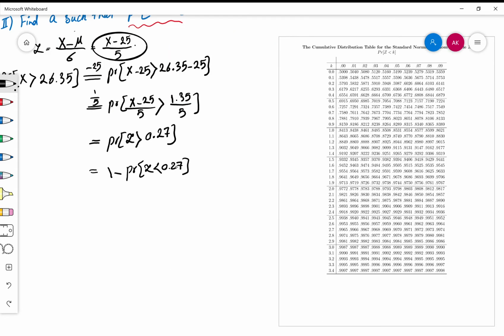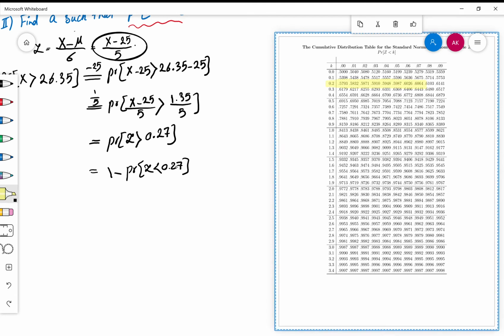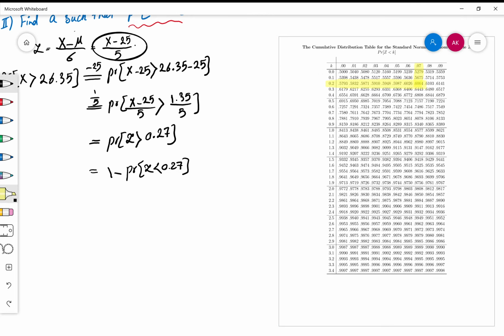And here I am, 0.2, so this is 0.2, and then 7 is somewhere there, yes, and that's the number we are looking for, 0.6064. So 1 minus 0.6064, and well, this is a subtraction, basically this is 6, 3, and then 9, this is 3. 0.3936 is the probability of x being bigger than 26.35.